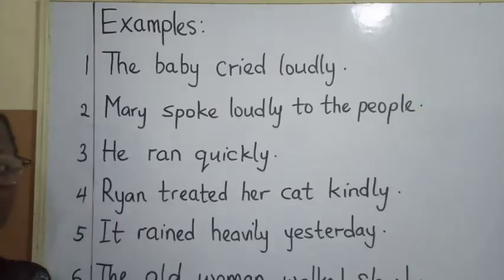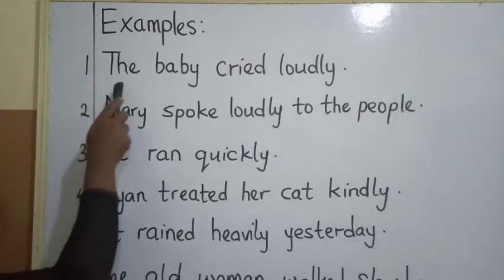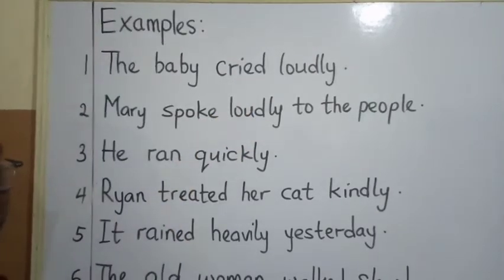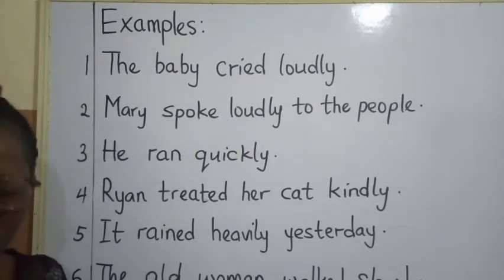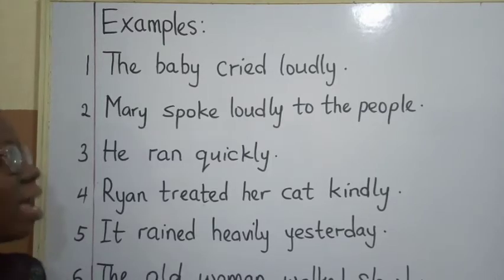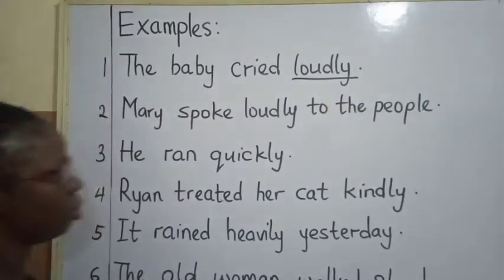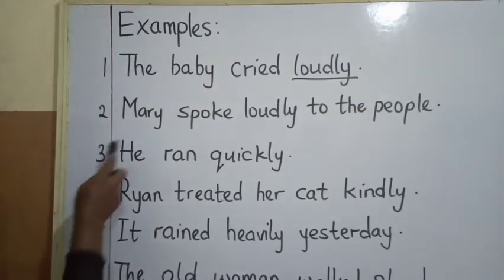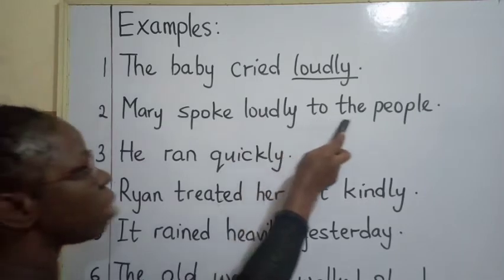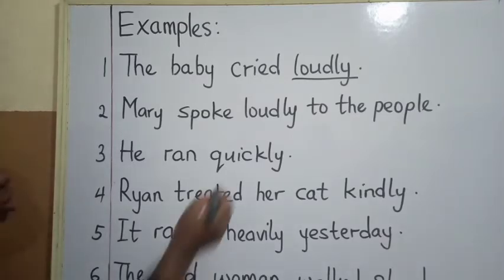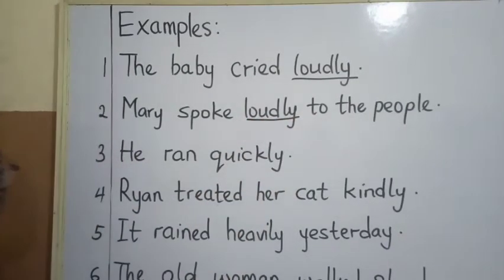Examples of words that describe verbs in a sentence. Now, the first one here, the baby cried loudly. The action word here is cry. The baby cried. How? You ask yourself, how did the baby cry? Loudly. So loudly is an adverb. Okay? Now let's go to the second one. Mary spoke loudly to the people. If you look at this sentence, it's telling us how Mary spoke to the people. How? That is loudly. So loudly is the adverb there.